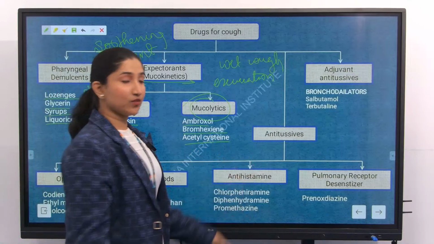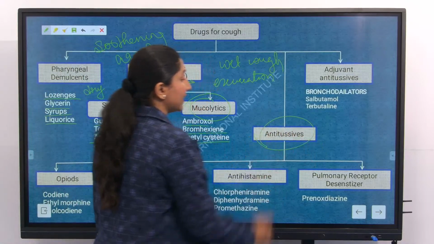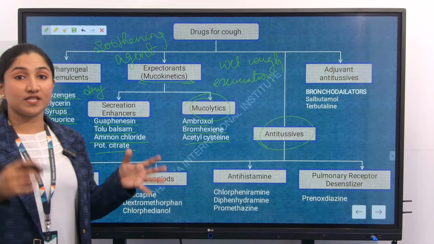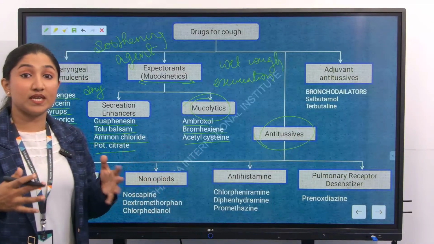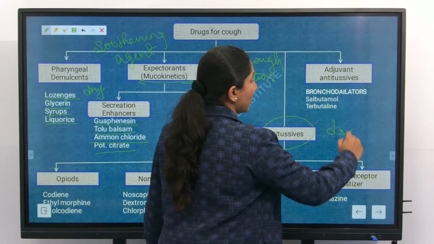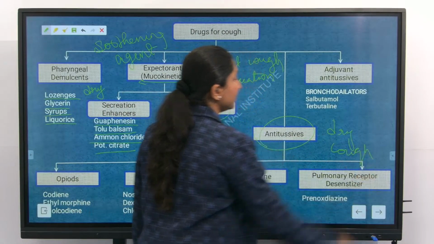The next class of drug is the antitussives, also called the cough center suppressants. We have a cough center in the medulla oblongata that mediates the cough reflex. Especially in the case of dry cough, these agents are useful for treatment.